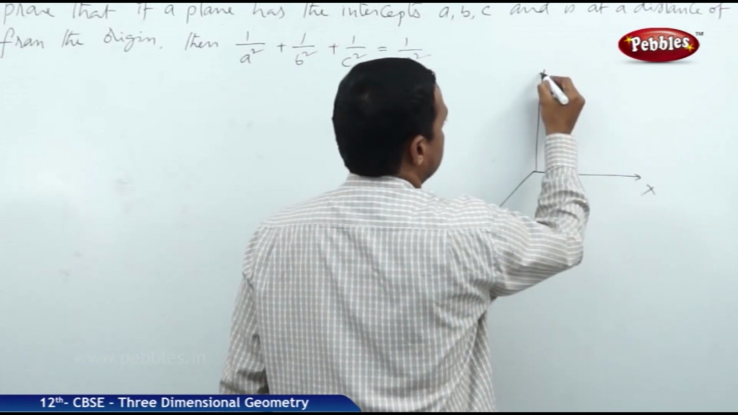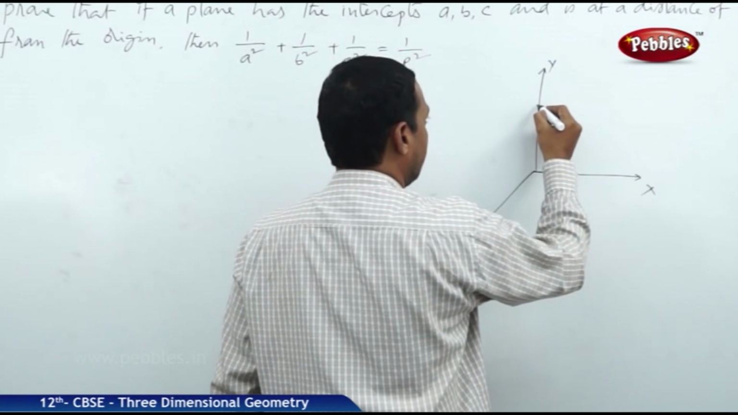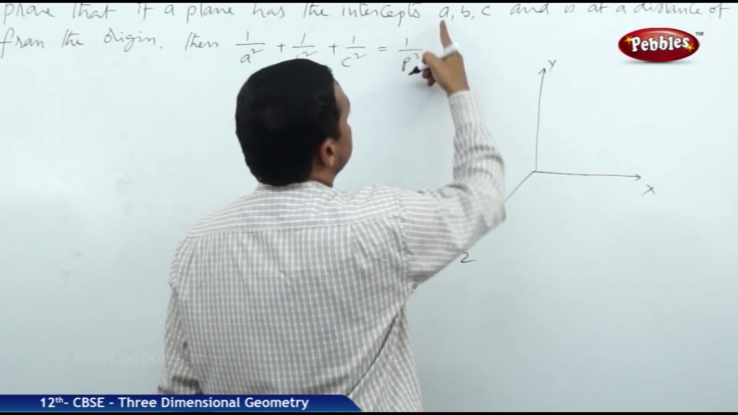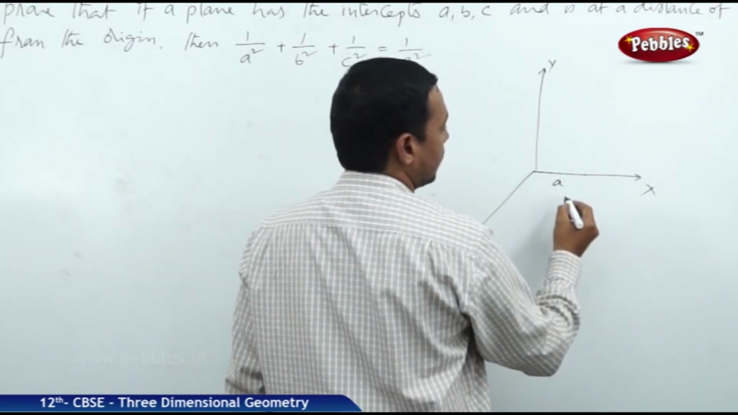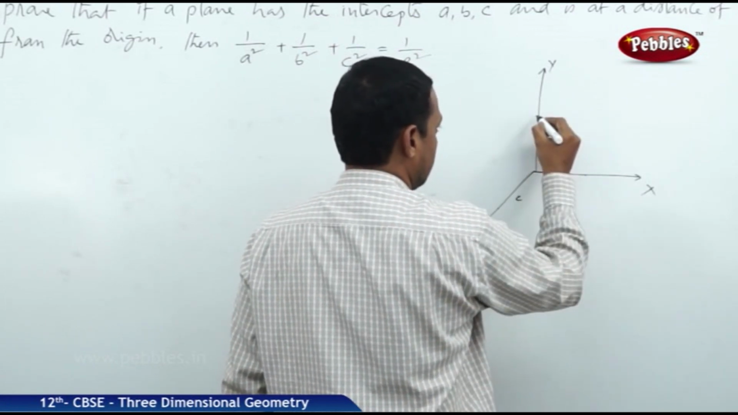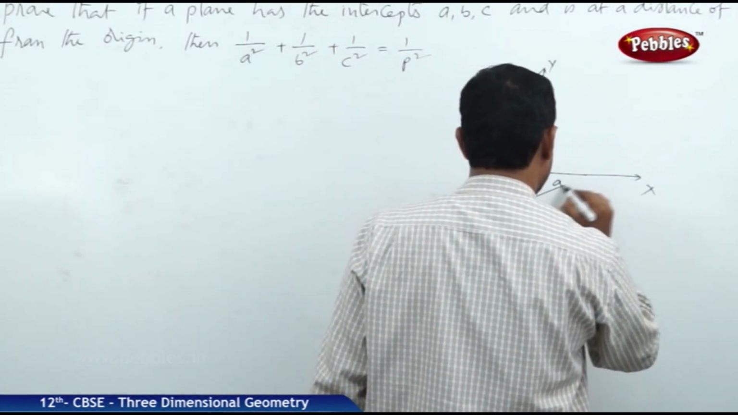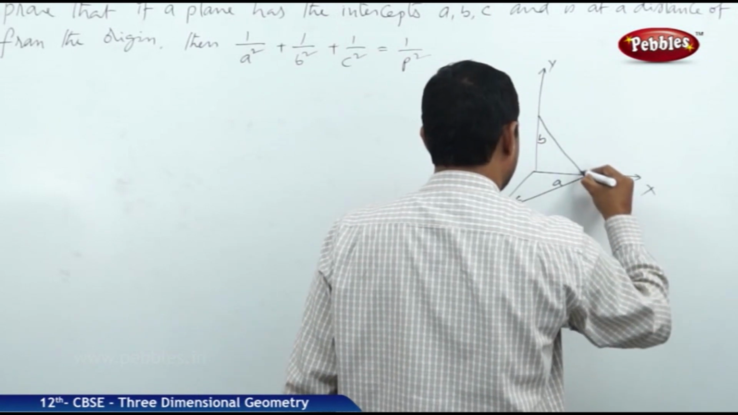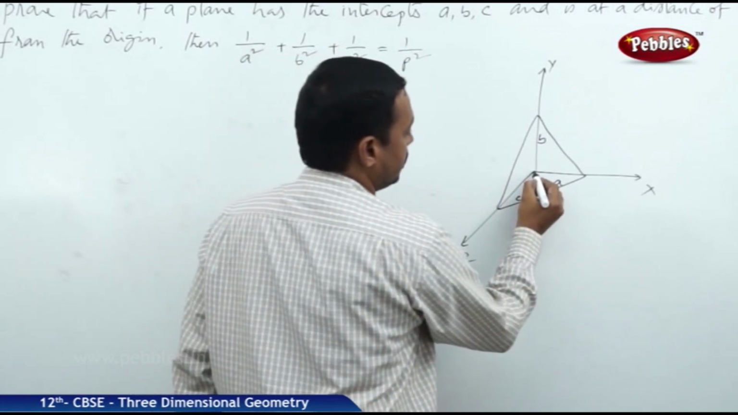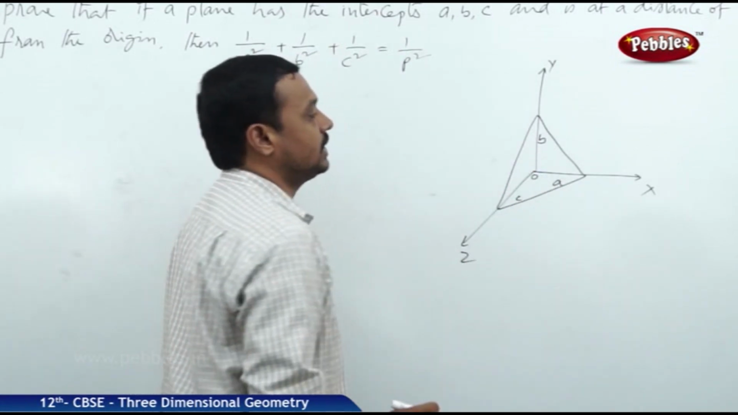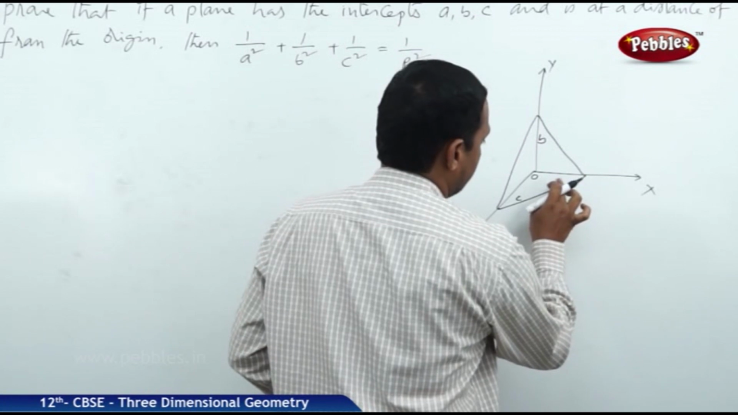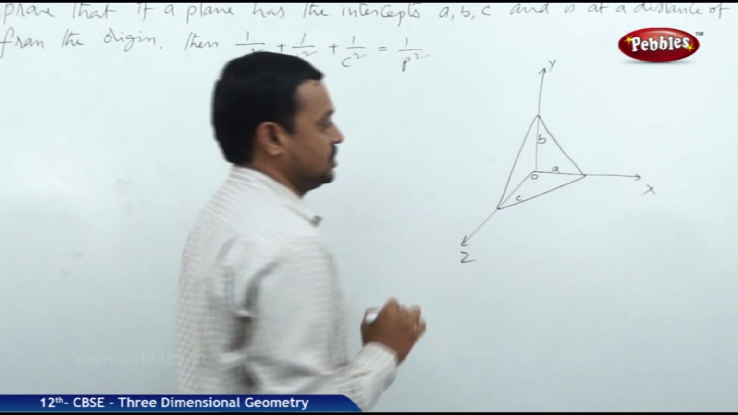X axis, y axis, z axis, and a plane makes intercepts a units on the x-axis, b units on the y-axis and c units on the z-axis. Let the plane be like this. Now this is the origin. From the origin the plane is at p units distance. Right now, let us find the equation of the plane first.